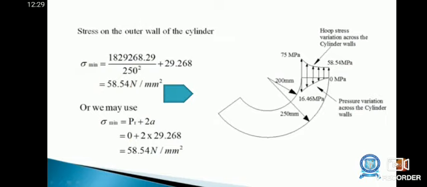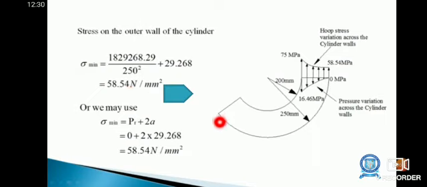Next, stress on the outer wall of the cylinder. Sigma minimum is equal to the B value divided by 250 square, where 250 is the outer radius, plus the A value, 29.268. So we got the sigma minimum stress equal to 58.54 Newton per millimeter square.